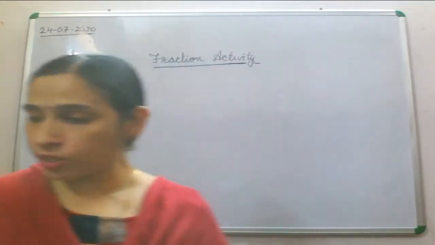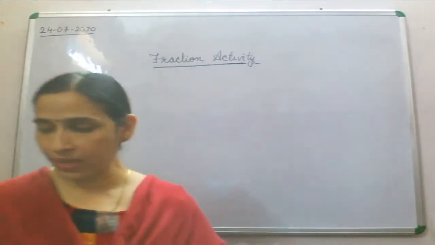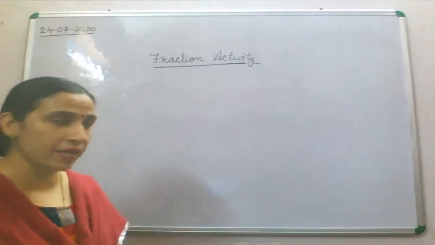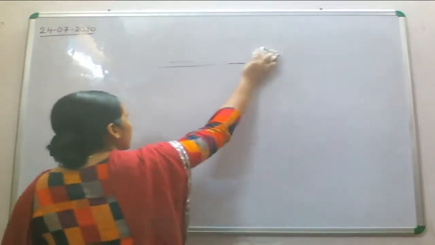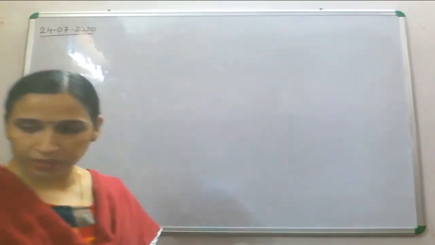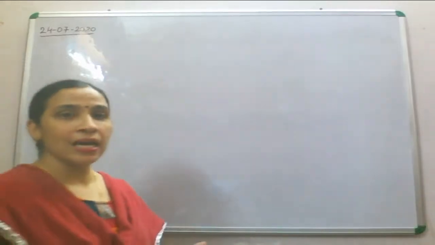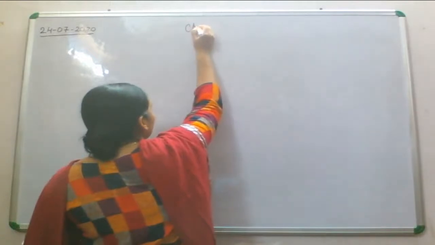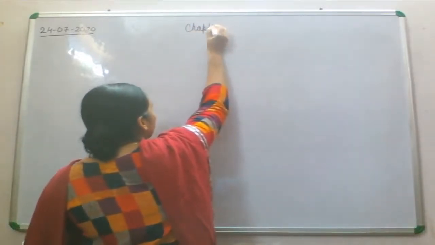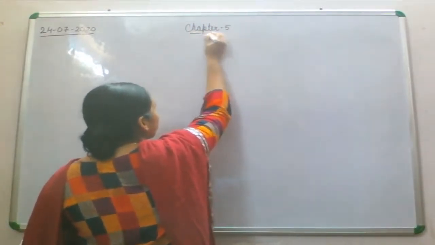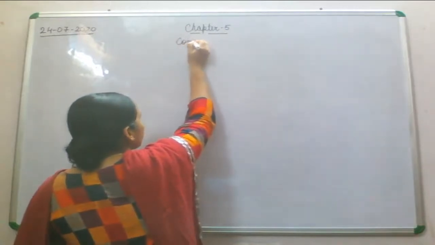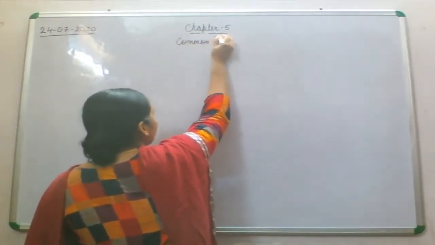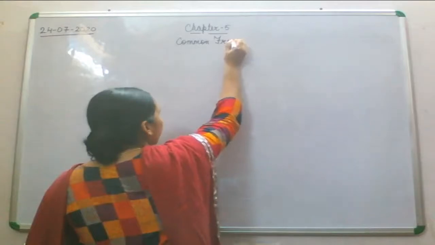Fine. Now children, we will move to our exercise of chapter 5 only. So let's start that. Chapter 5, that is common fractions, and we were doing exercise 5.6.